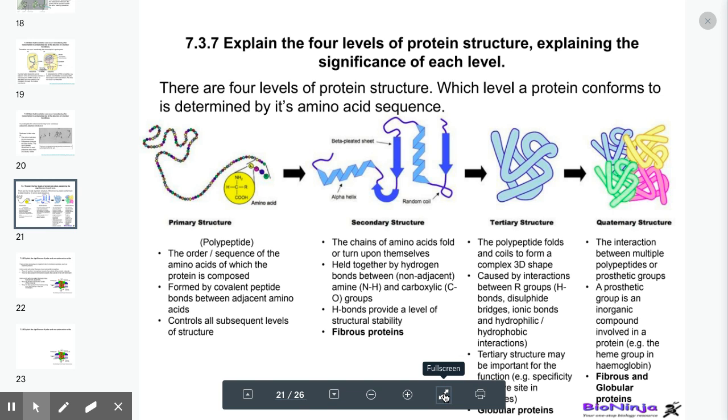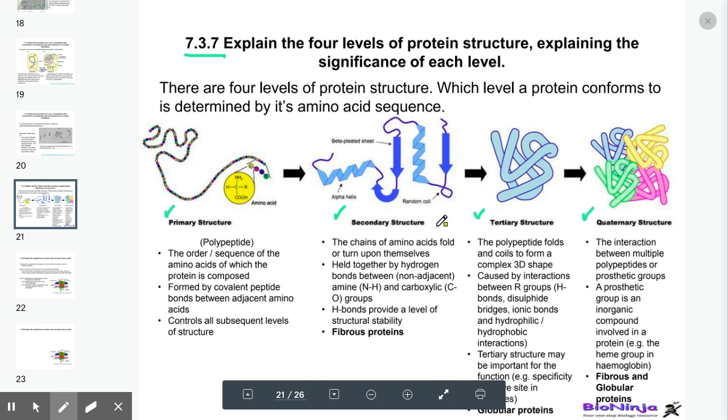7.37. Explain the four levels of protein structure, explaining the significance of each level. We saw this in 2.34 or something. So way back in biochemistry, we talked about this, so it's review. There are four levels: primary structure, secondary structure, tertiary, which means 3, and quaternary, which means 4.